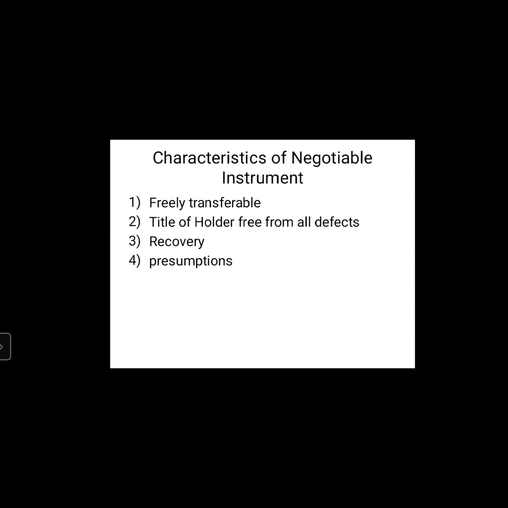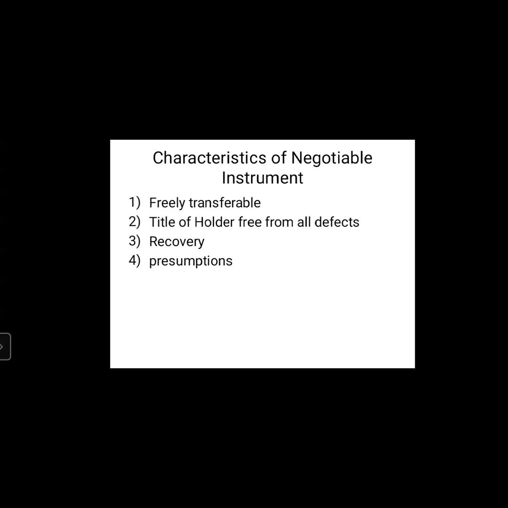Now, last one is presumptions. Presumptions mean the small things or the essential elements of a negotiable instrument. For example, on the negotiable instrument, it is very necessary that the name of the person should be written, date should be written, it should be properly signed. If the amount is more, then the stamp should be affixed, address should be clear. So all these small things should be mentioned in the negotiable instrument, and that is called as presumptions.